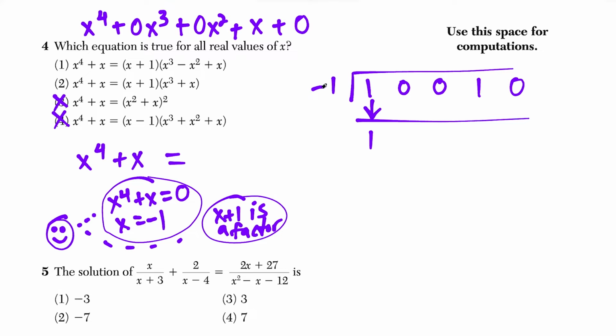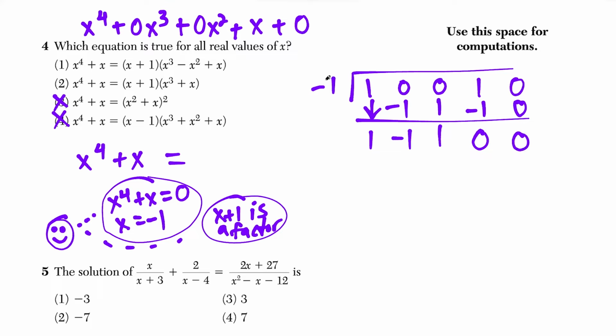So I bring down the 1. -1 times 1 is -1. When we add, 0 plus -1 is -1. We multiply these two, we get +1. 0 plus 1 is 1. And now we keep repeating the process. -1 times 1 is going to give us -1. If we add these two, we get 0. And then finally, -1 times 0 is 0.